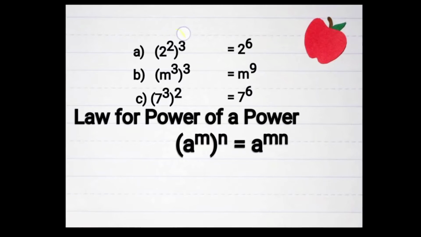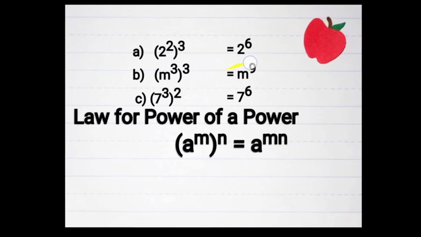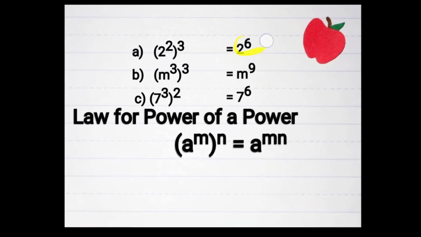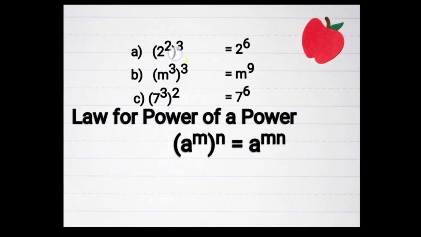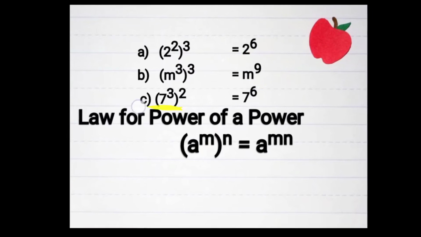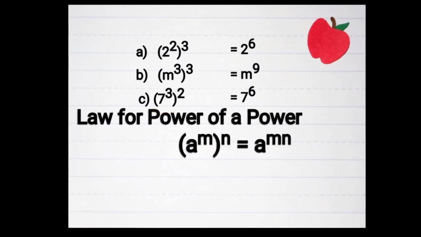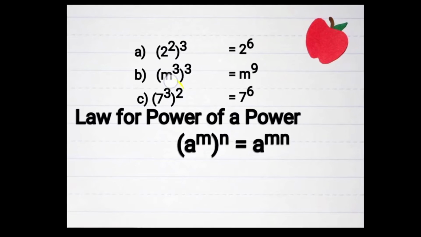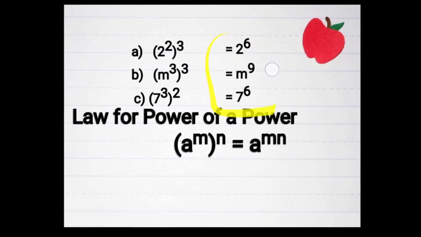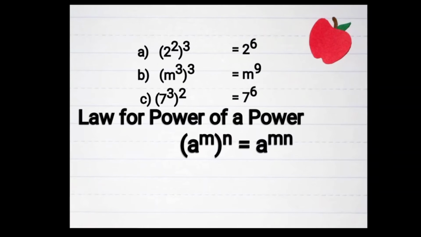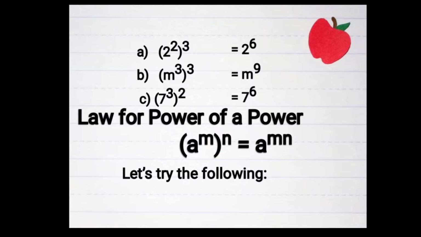So 2 times 3 is 6. Copy the base 2. Then we have 6. Here, copy the base m. Then multiply. 3 times 3 is 9. Letter C, copy the base 7. Then 2 times 3 is 6. That's why we have these answers. You have to multiply the exponent outside the parentheses to the exponents inside the parentheses. So let's try the following.